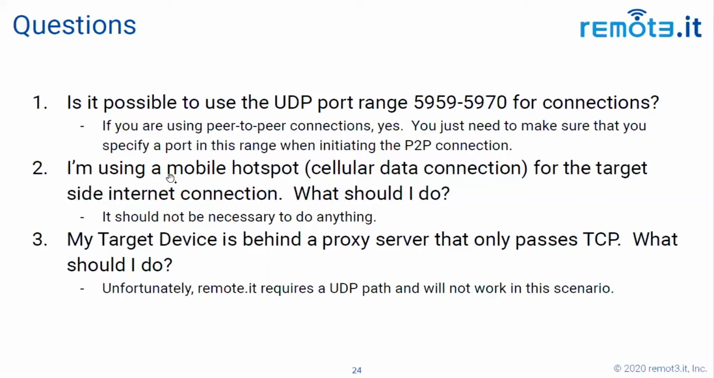Another question that comes in often is: I'm using a mobile hotspot, also known as a cellular data connection, for the target side internet connection. What should I do? The reason people ask this is because a lot of times in this case, there is no way to adjust the firewall or port settings. I say it should not be necessary to do anything. However, I did previously say that there are some cellular NAT configurations that prevent peer-to-peer connections. So as I said earlier, if you're having a problem with a peer-to-peer connection and there's a mobile hotspot on the target side, and sometimes this would also apply to a mobile hotspot or cellular data connection from the client, you should double check using a proxy connection through the remote.it web portal.